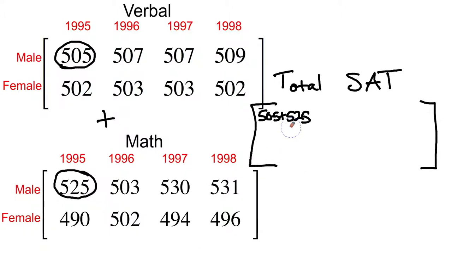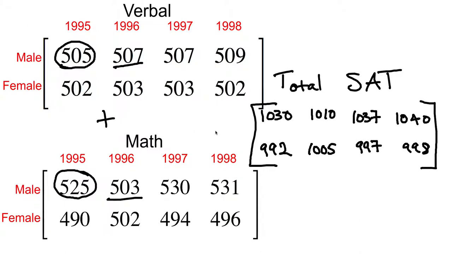And 505 plus 525 is 1030. So our first element is 1030. Okay, now I'm going to just not go in order this time. The next one would be you add element row 1, column 2, so element 1, 2 with element 1, 2. You would add those two together and you get 1010. Okay, so I want you to go ahead and pause the video and try and solve the rest of this and see what you end up getting.